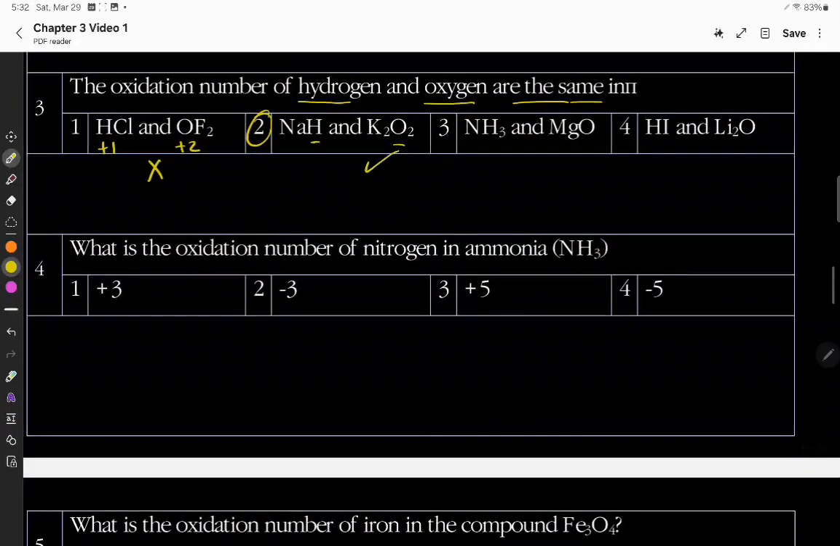Let's look at this one. The oxidation number of nitrogen in ammonia. In ammonia, nitrogen is more electronegative than hydrogen, so it will be -3, and hydrogen will be +1. +1 times 3, plus -3. So it will be -3.